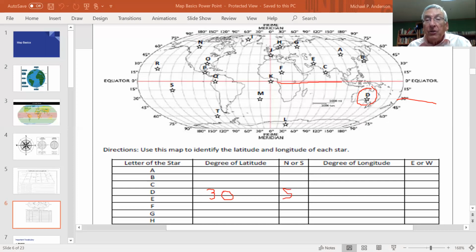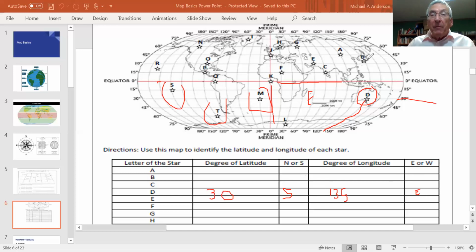And now we do the longitude. We're just going to follow that line down here. It's between 120 and 150, so we add 15 to 120, and letter D is 135. East or west? Here's the prime meridian. It's still to the east, so we put east over here. Now, you will have some that will be west longitude. You look over here, you're going to find these are west longitude, okay? So don't let that fool you.